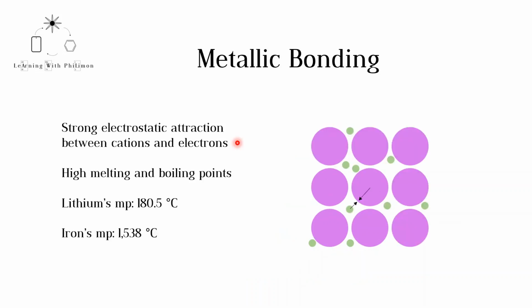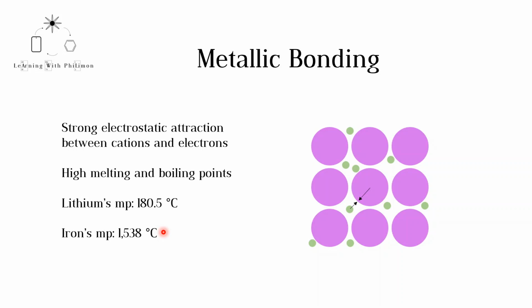There is a strong electrostatic attraction between the cations and the electrons, represented in the diagram with the two arrows. As a result, it takes a lot of energy to separate the cations. Therefore, metals have high melting and boiling points. Lithium melts at 180.5 degrees Celsius, and iron melts at 1538 degrees Celsius. Note that there can be a big difference between the melting point of different metals.